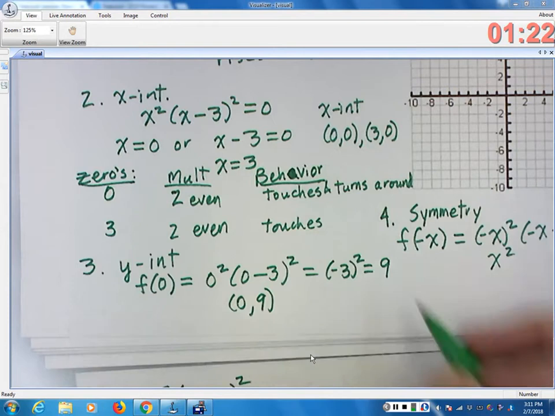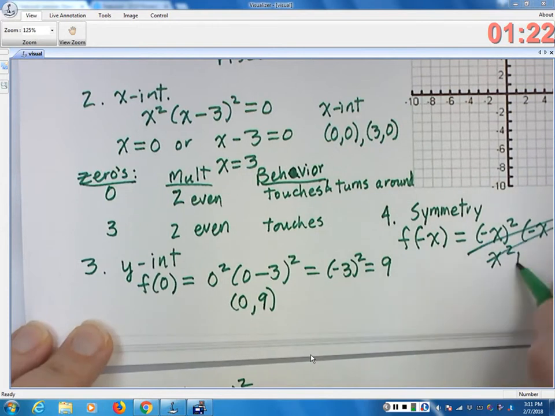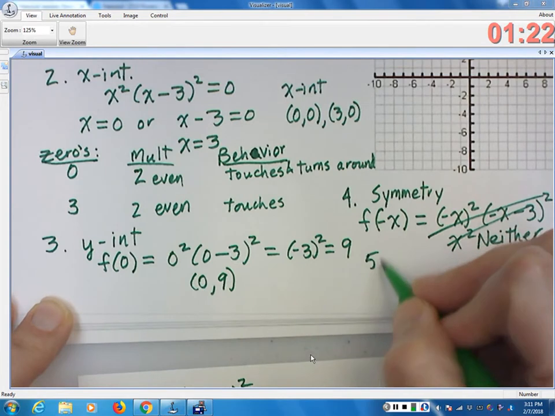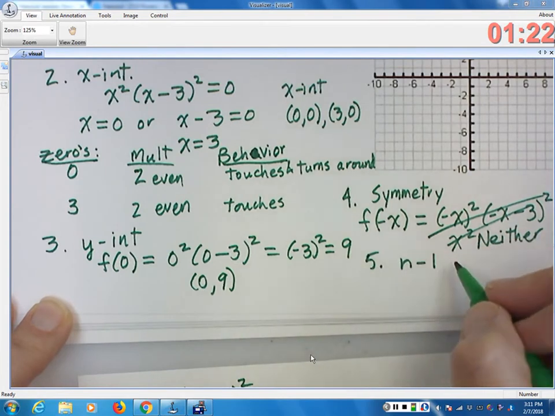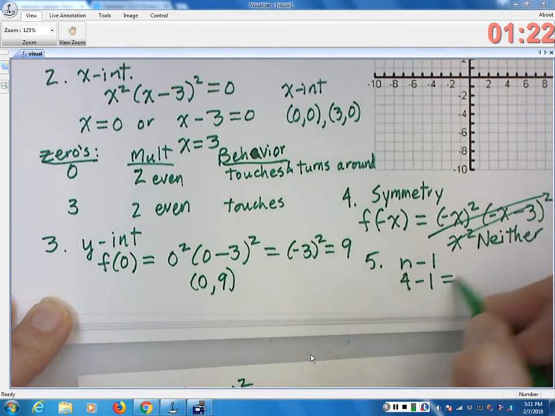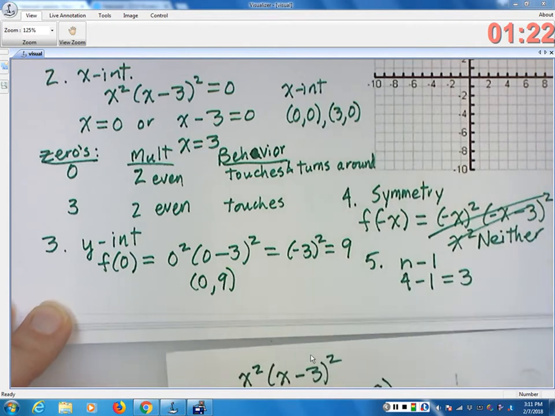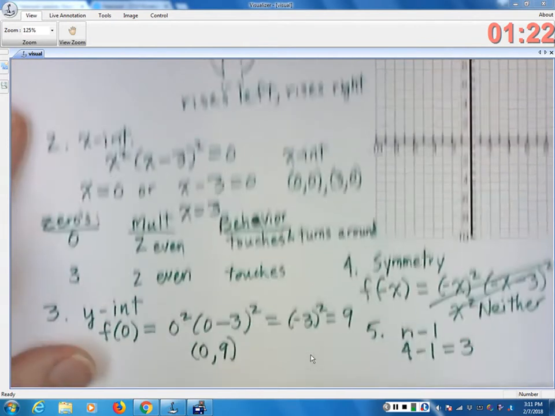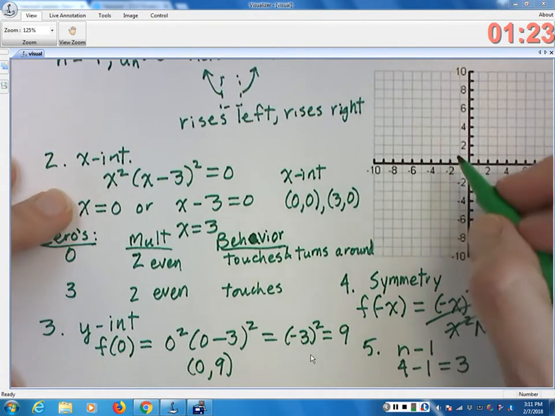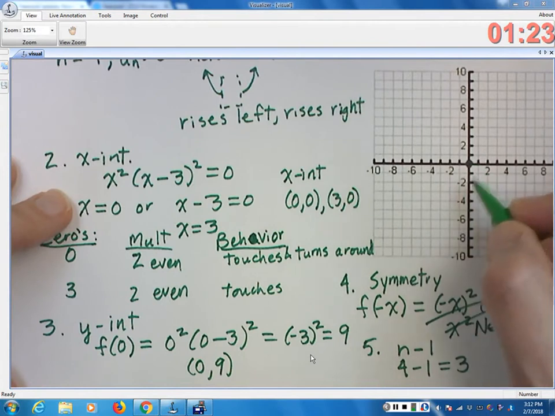And number 5, maximum number of turning points. The maximum number of turning points is n minus 1. What degree? 4. 4 minus 1 is 3. Okay, so now we're going to graph it. We put all that together and graph it.